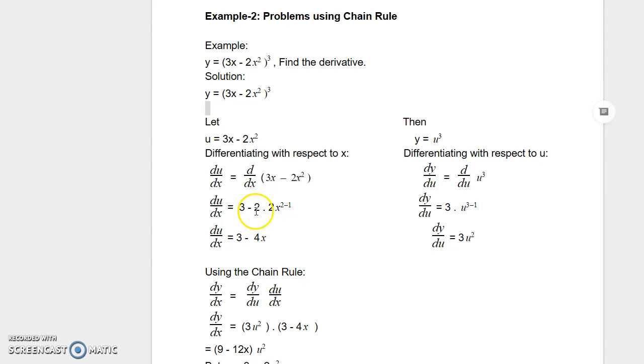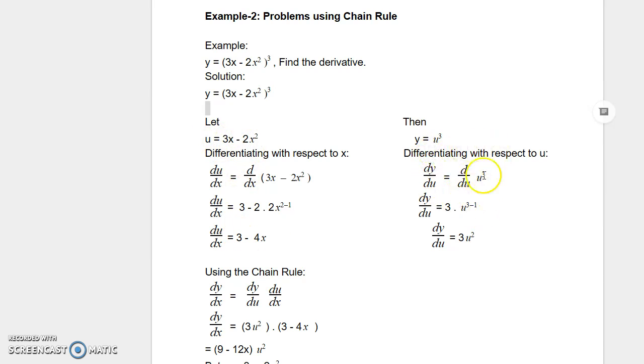2 comes in front of the function. Then the power rule states the exponent comes in front of the function, and then x to the power of 2 minus 1. So when we simplify it, it's going to be 3 minus 2 times 2, which is 4x. Okay, so we have differentiated the u function with respect to x successfully.